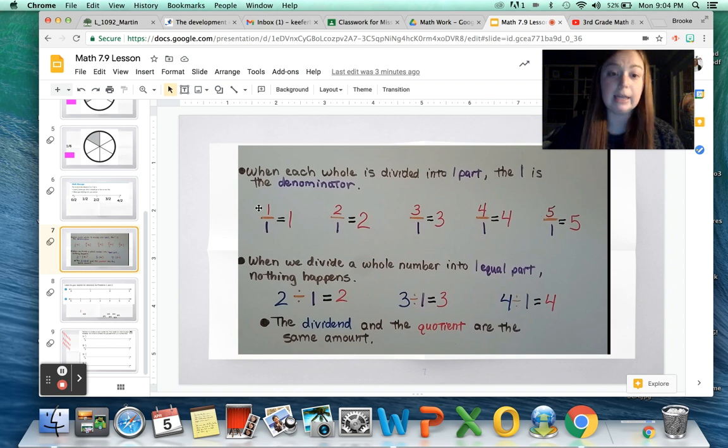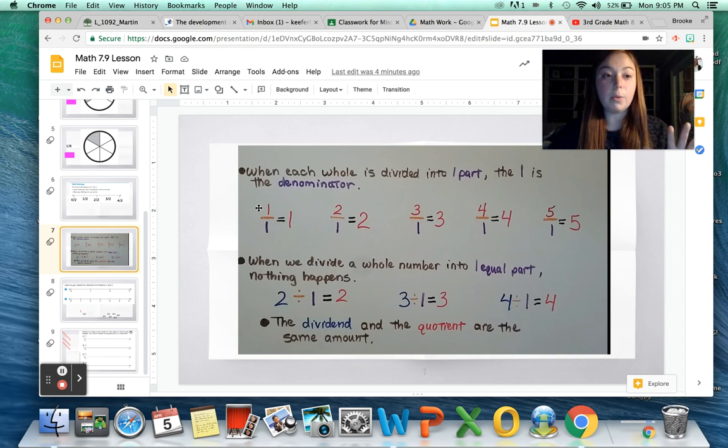Then if I go to 3 over 1, that would be like having 3 full pizzas, no slices, just 3 round pizzas, and only 1 part for each pizza. Same with 4 over 1 and same with 5 over 1. So saying the numerator over the denominator, saying the number of totals over the number of pieces being 1, that would also give us 1 whole number. So 1 over 1 would equal 1. 2 over 1 equals 2. 3 over 1 equals 3. 4 over 1 equals 4. And 5 over 1 equals 5.